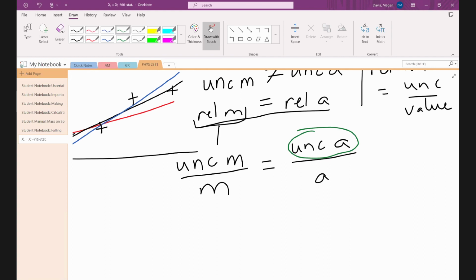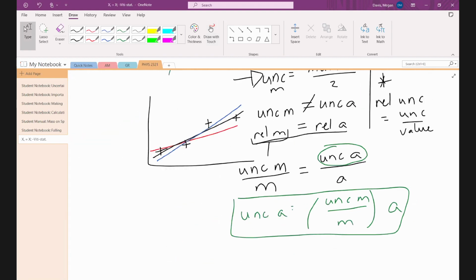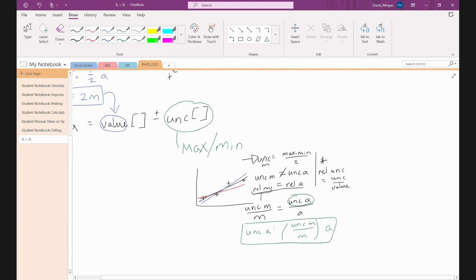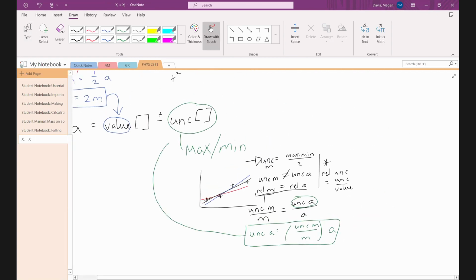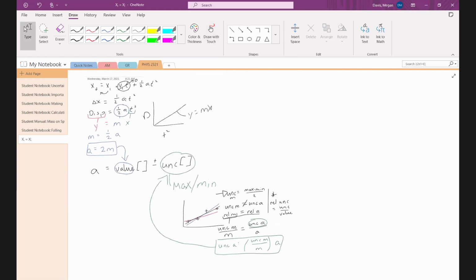You know what acceleration is because you got that by calculating 2m. So you get that your uncertainty in the acceleration is just equal to that uncertainty in the m, the slope, divided by the slope, times your acceleration. That is how you get this uncertainty. So you have to do both of these things to find the acceleration.